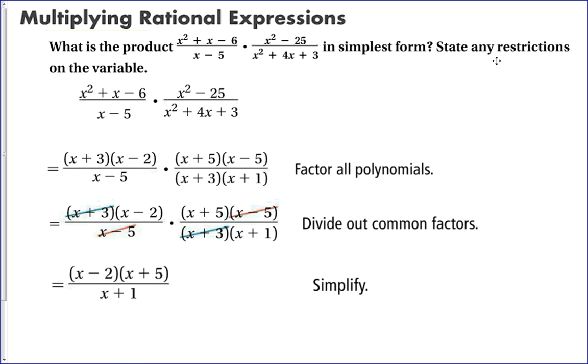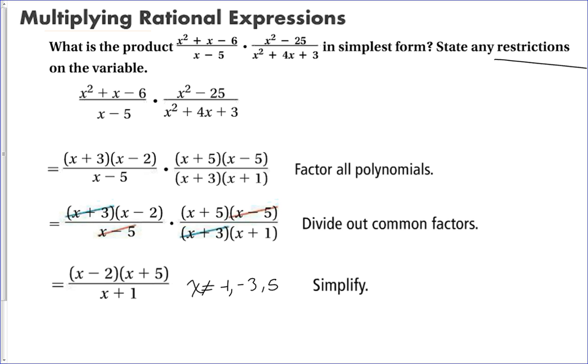But don't forget about stating your restrictions, okay? We know that x cannot equal negative 1, because if you set this equal to 0 and solve for x, you're going to get negative 1. But we also have to take the x plus 3 and do the same thing. Because we canceled it out earlier, we still have to take into account what x cannot be. So set this equal to 0, solve for x, you're going to get negative 3. You have to do the same thing with the x minus 5, set it equal to 0, solve for x, and you get x equals 5.